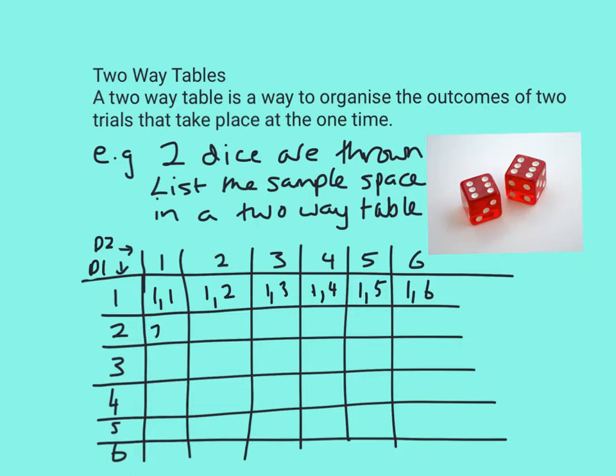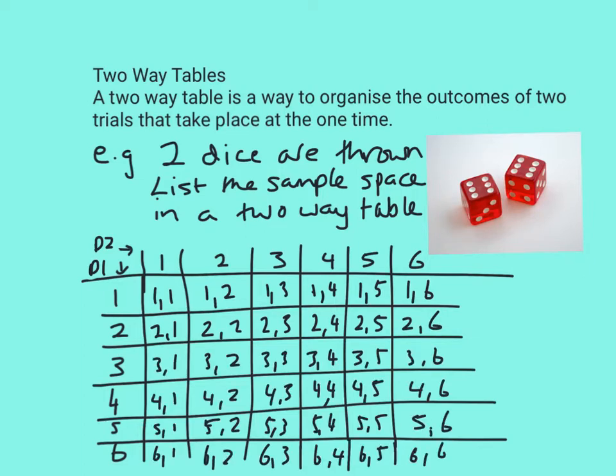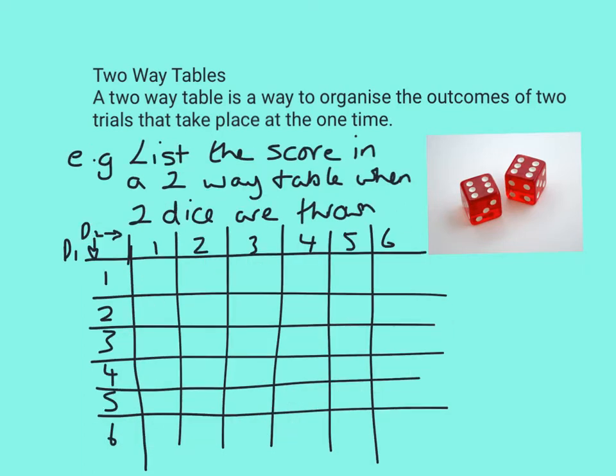So again, I get 2,1, 2,2, 2,3, 2,4, 2,5, 2,6. You can pause the video here to check your answers. I've just gone ahead and filled them all in. Okay, so that's our sample space, listing the sample space in the two-way table. They could also ask us to list the total value of the numbers on the die, so I'm just going to show you that in the next slide.